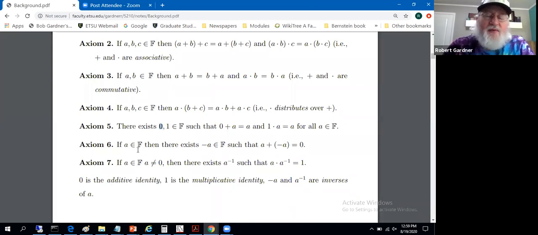If we take an element of the field A, then there exists an additive inverse of that element. That is an element such that A plus the additive inverse equals the additive identity. And if we take an element of the field that's not 0, then there exists an A inverse, a multiplicative inverse, such that A times A inverse equals 1. So no division by 0 in a field, no division by 0 in math, it's meaningless.